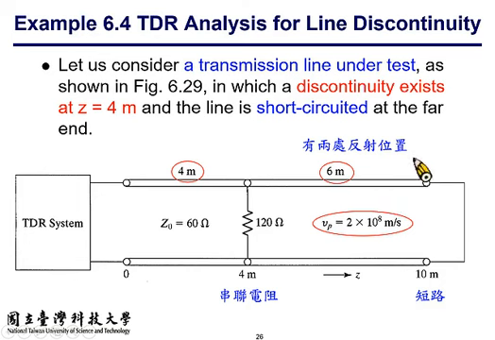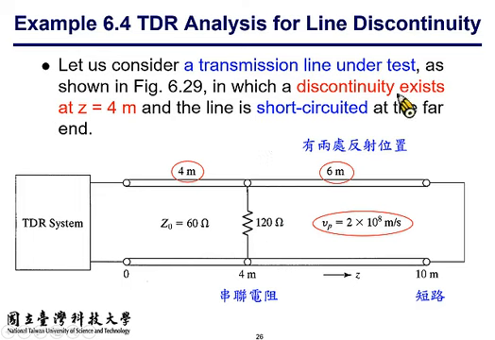So assuming we have this circuit, the overall length of the transmission line is 10 meters, and it has a short termination at the end, and in between is 我这边写错了，不是串联电阻，并联电阻哈，a shunt resistor. In between is a shunt resistor of 120 ohm.